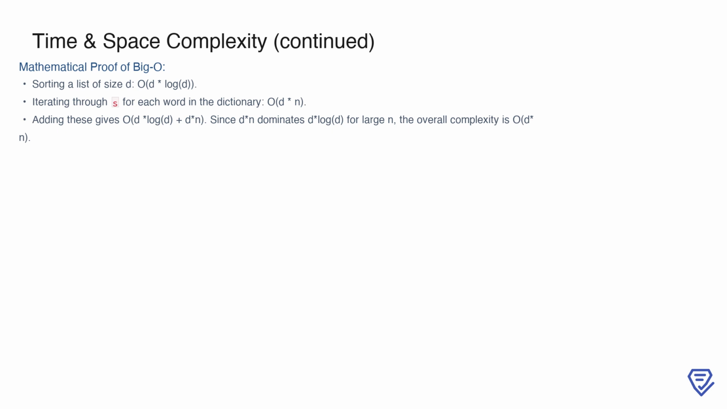Sorting the dictionary, which has d words, takes O(d log d). Checking whether each word is a subsequence of s involves iterating through s for each word, which results in O(d*n). Adding these two components together gives a total time complexity of O(d log d + d*n). For large values of n, the term O(d*n) dominates because n grows significantly faster than the logarithmic factor in O(d log d). Therefore, the overall time complexity simplifies to O(d*n) in practice. This proof confirms that the optimized solution is efficient and scales well with the size of the input.